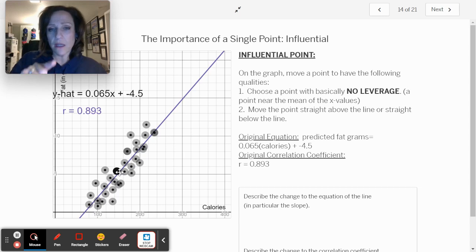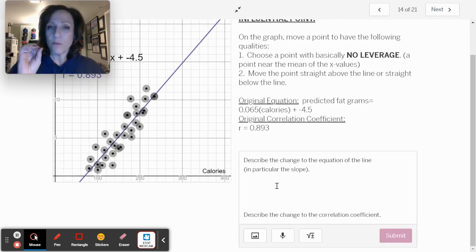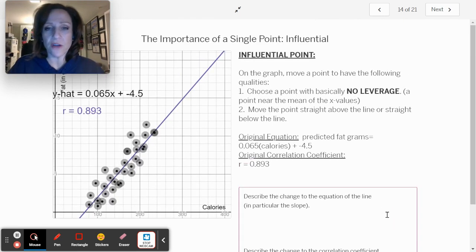You're going to move it straight up and down and see how this equation changes. How do the slope and the y-intercept change? How is the correlation going to change? Describe the change to the equation of the line in particular. Was that slope significantly impacted? And then come on down here and describe what happens to the correlation coefficient.